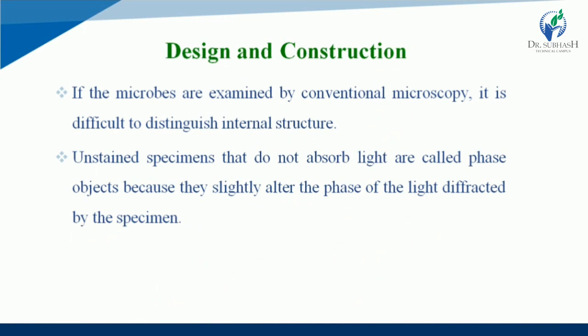Design and construction. If microbes are examined by conventional microscopy, it is difficult to distinguish their internal structure. Unstained specimens that do not absorb light are called phase objects, because they slightly alter the phase of light diffracted by the specimen.